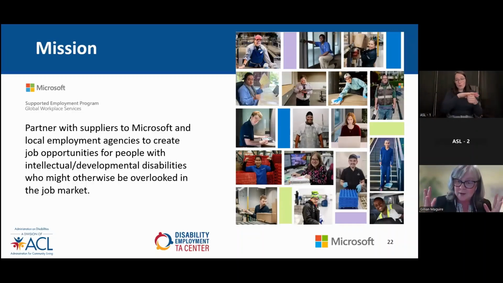What that lends itself to is over 40 different job types that people with developmental disabilities have been hired to do, which really sparks the imagination when it comes to, okay, we've done this, can we do more? How can we scale this and grow this? So let's go on to the next slide.